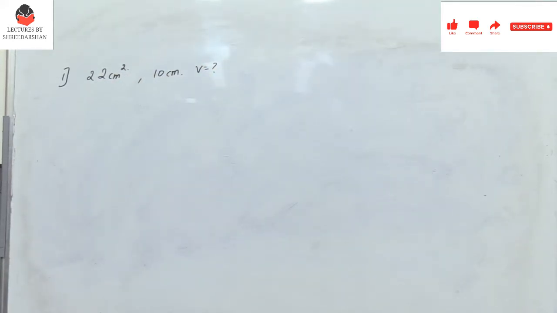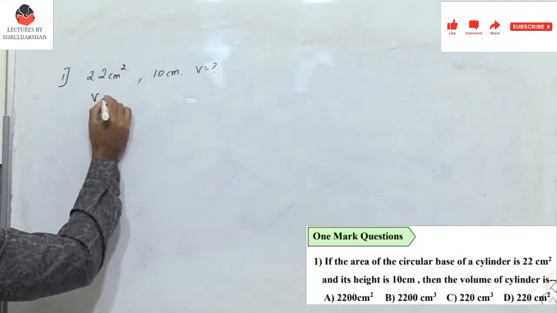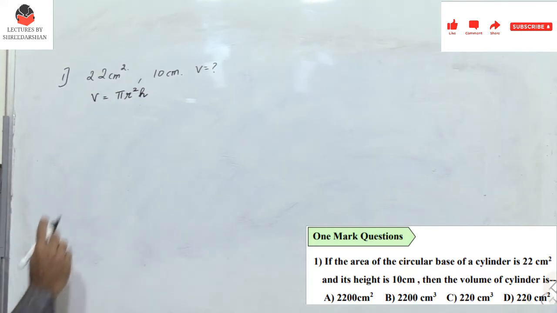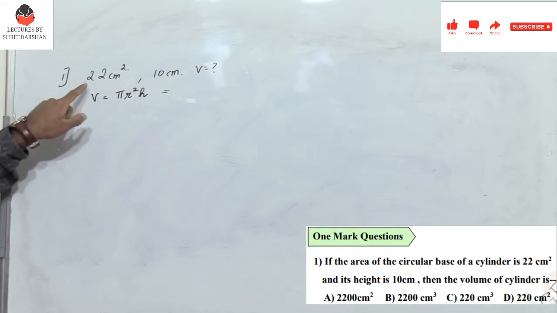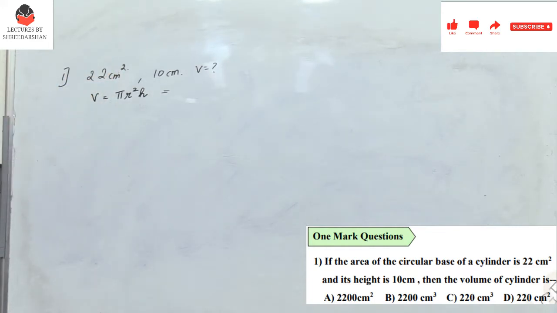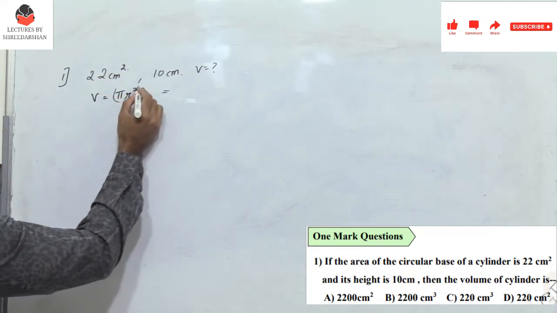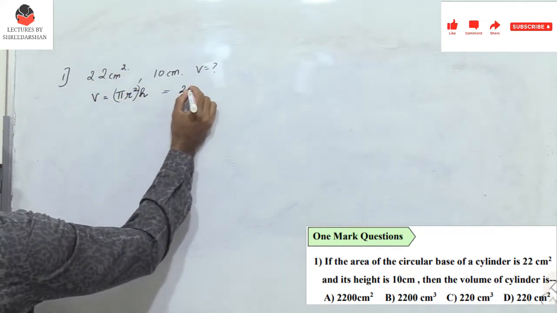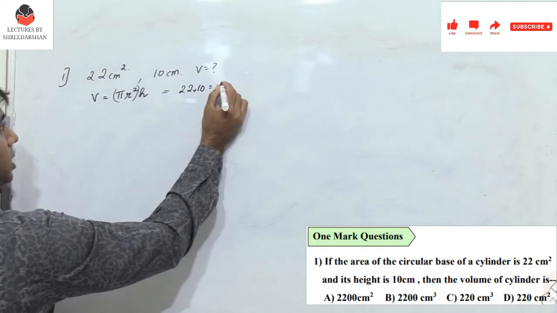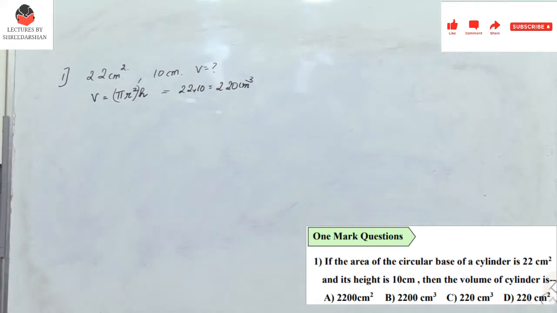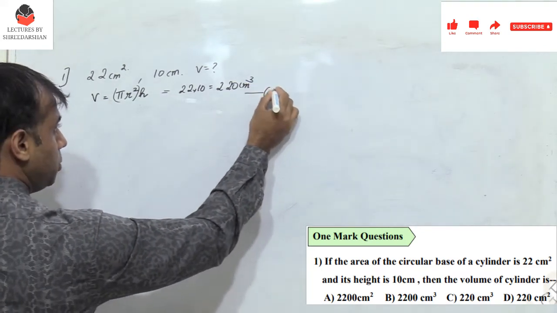Now how do I do that? We know that the volume of the cylinder is pi r square h. Now it's been given that the area of the circular base is 22 centimeter square. And what is the area of a circle? The area of a circle is pi r square. So this is nothing but 22. So I have 22 into 10, which gives me 220 centimeter cube. So just check among all the four options, 220 centimeter cube corresponds to option C.